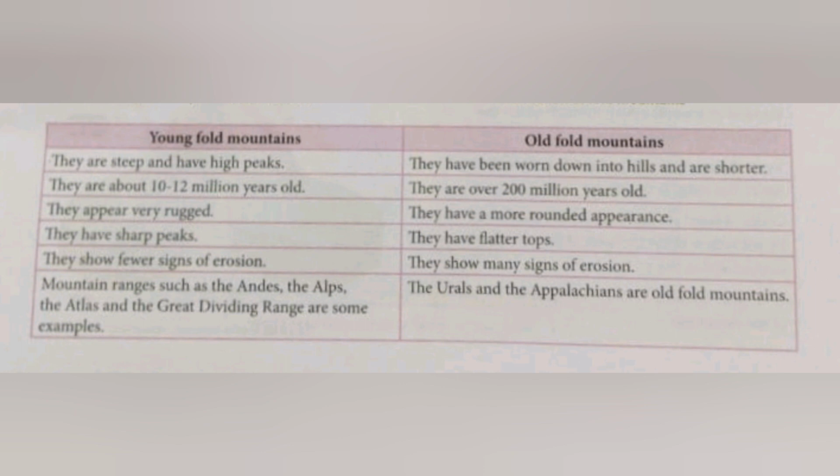The young fold mountains are about 10 to 12 million years old, while the old fold mountains are 2000 million years old. The young fold mountains appear very rugged, while the other ones are very much rounded in appearance. Sharp peaks are seen in young fold mountains and flatter tops are there in old fold mountains. Few signs of erosion are there in young fold mountains because they are very young in origin, while the other ones show many signs of erosion as per their age. Mountains such as the Alps and Andes are all young fold, while the Ural mountains and Appalachians are old.